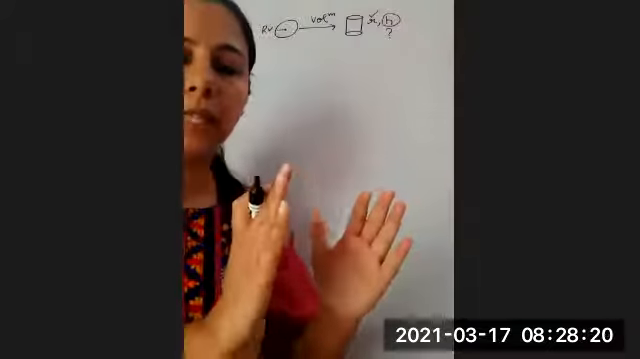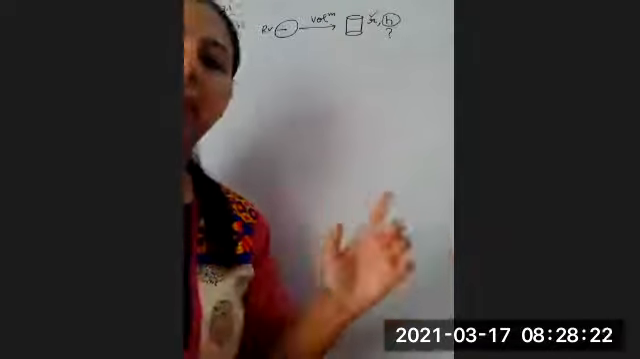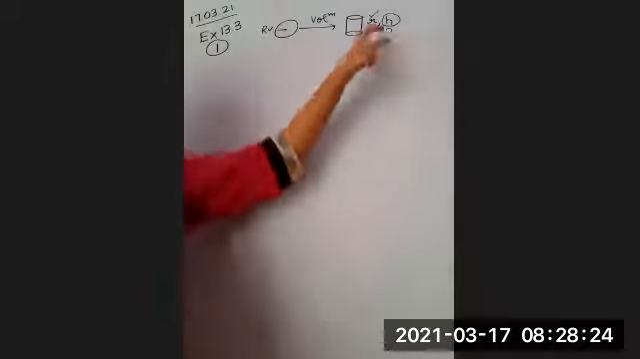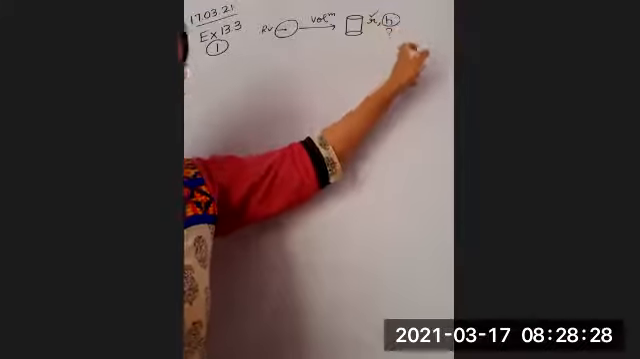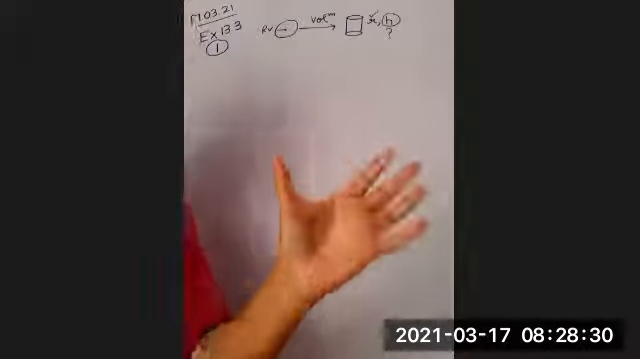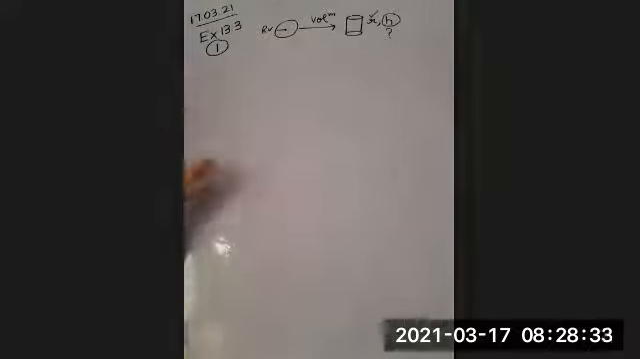So when you are equating volume of cylinder to the volume of sphere, keep one thing in mind: unknown. Unknown is with the cylinder. We will keep the unknown on the left side.